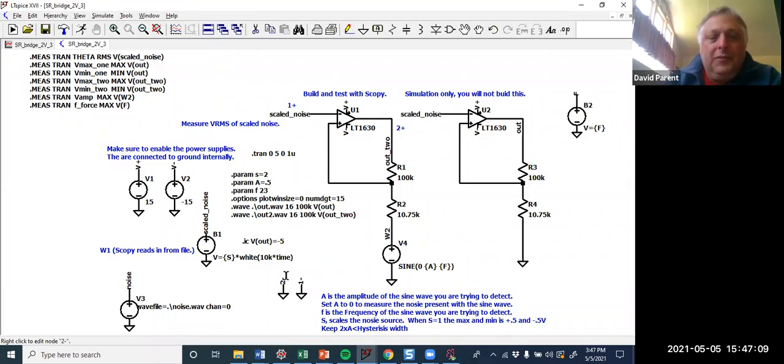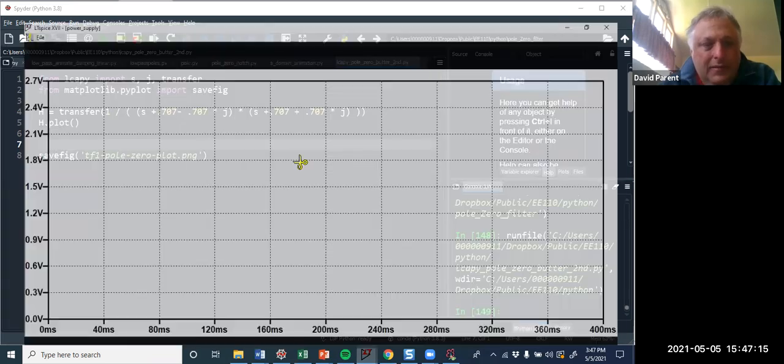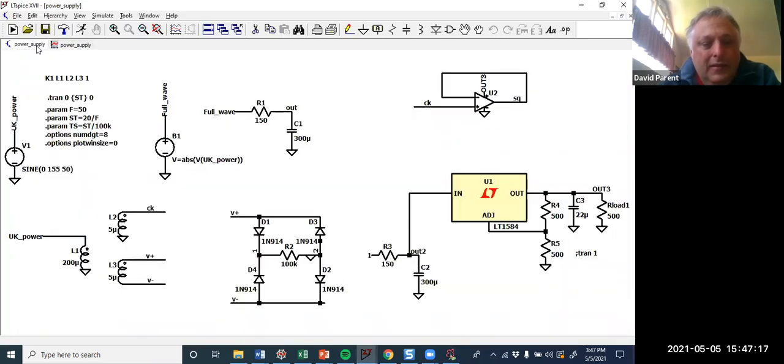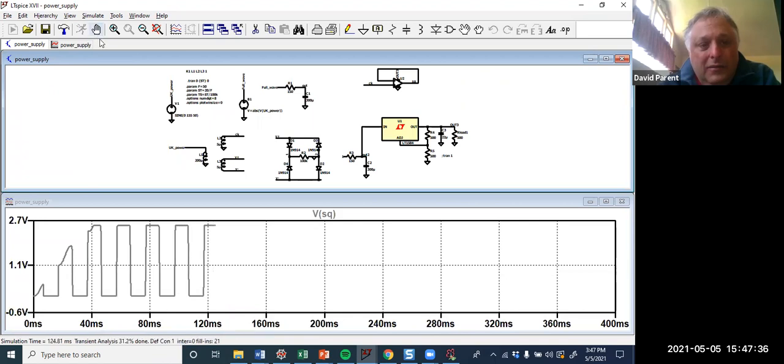Now, that's the research project. So I want to make a clock with the power from the wall. Okay.